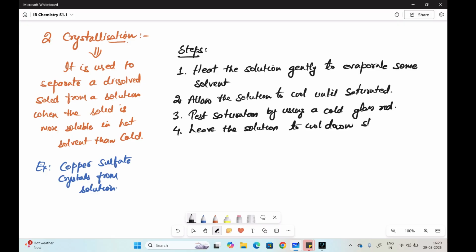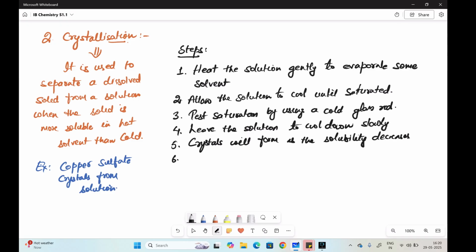Cool down slowly. Next step, now you will see the crystals have formed. So you can say crystals will form as the solubility decreases.